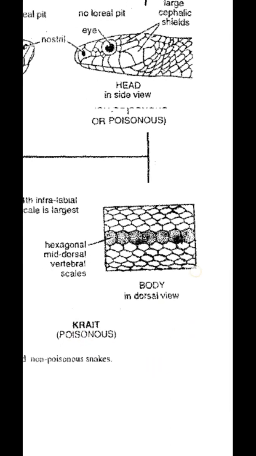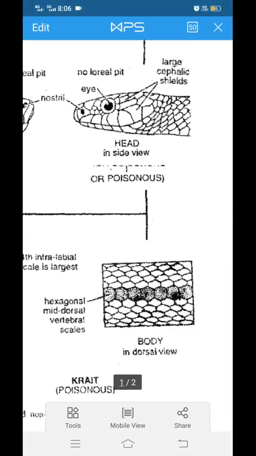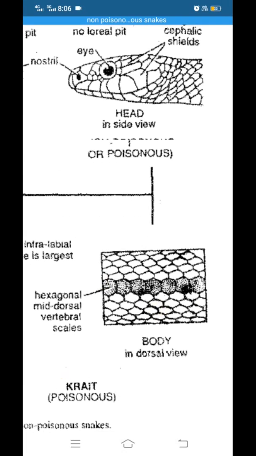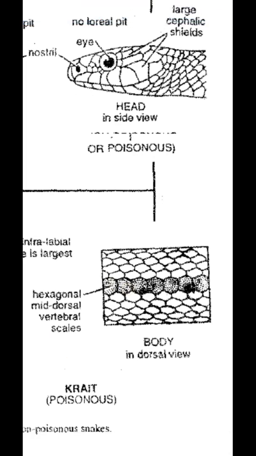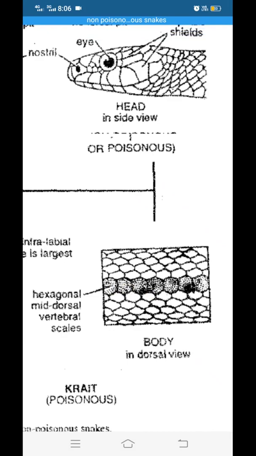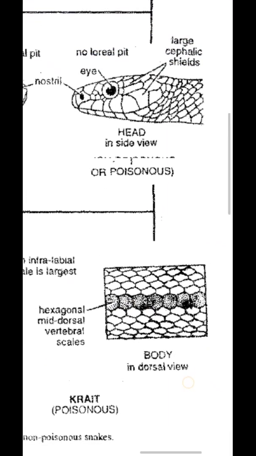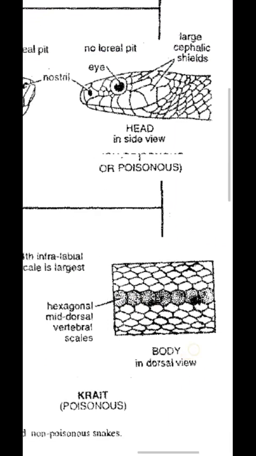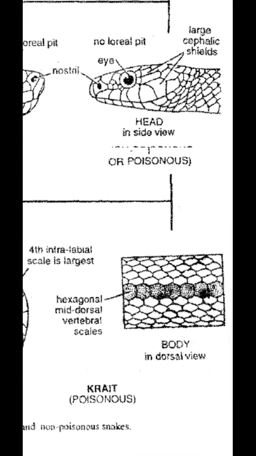Also, again a kind of physical appearance: hexagonal mid-dorsal vertebral scales, that is the scales present at the back of the body. These hexagonal vertebral scales are found at the back of their body. So again it is a case of a poisonous snake, and it is found in the case of krait.